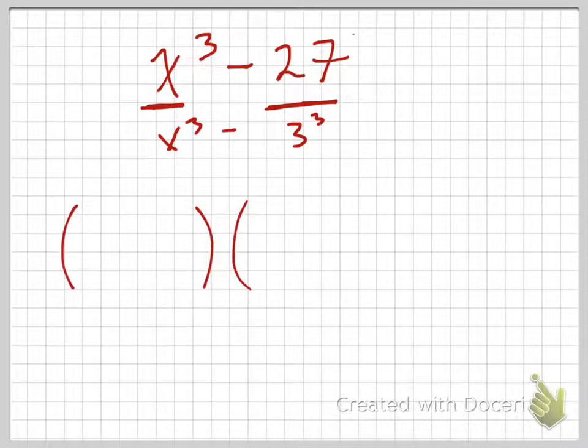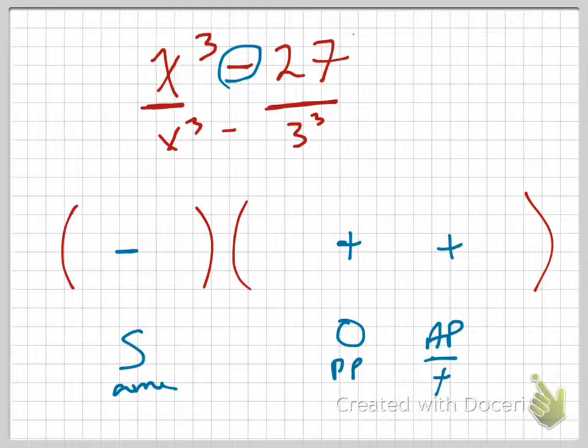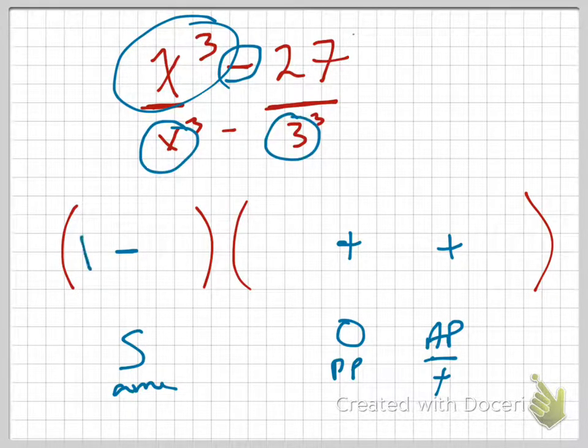There's a pattern. And here's how the pattern works. Some teachers use this, I find it very helpful. It's called SOAP. So this is going to be the same sign. That means same. This is going to be the opposite sign of what's right there. And this is always positive. There's your signs. And now what you do is you take this right here, and you put x there, you put 3 there, and you square it here, you square it here. See how I squared this and I squared this? And in the middle you multiply them together.